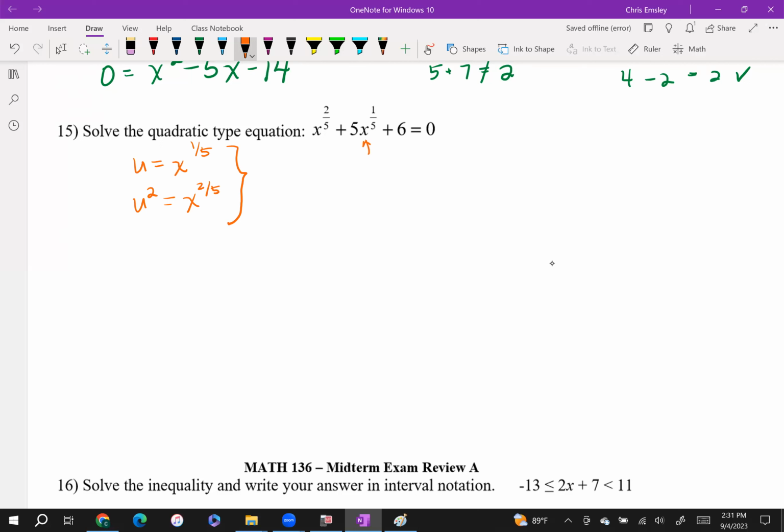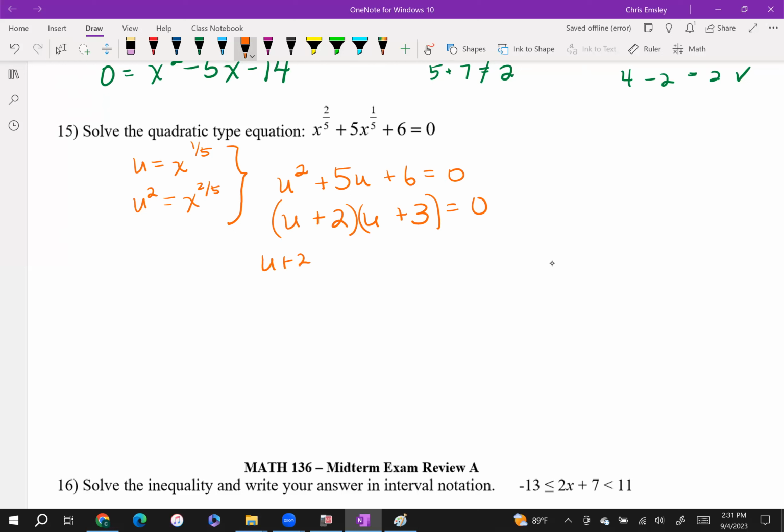I'm then going to use this little substitution I've set up to rewrite our equation. Instead of x to the 2/5, I'm going to put in u squared. The plus 5 stays, but instead of that x to the 1/5, I'm going to put in a u, and then we have the plus 6 equals 0. I write it like this because this is now a pretty easy, pretty factorable quadratic equation. To get a plus 6, 2 times 3 is 6, and if I do a plus and a plus, that gives me that plus 5 in the middle.